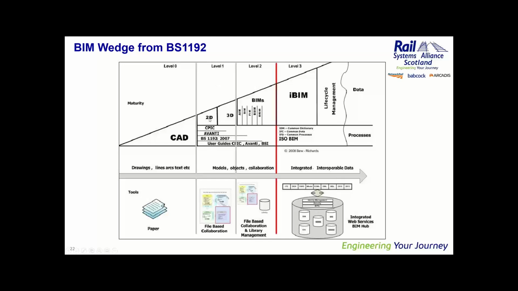Level 1 is an enhancement of that, and we work in 2D and 3D. We have the introduction of some standards. We start to use models, and we start to collaborate on our files and start to use some kind of processes and file management. BIM level 2 starts to move past the 3D, but starts to organize their information better. Start to talk about asset information management and things like that. We have much more in the way of object libraries and collaboration. And we start to talk about file-based collaboration and library management.